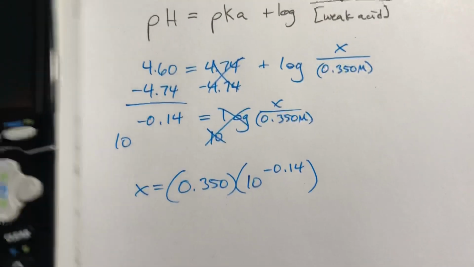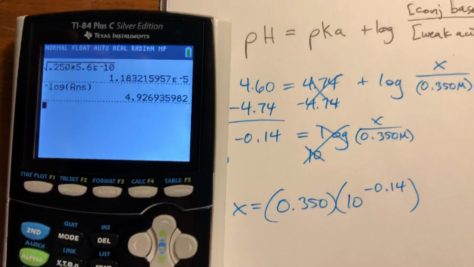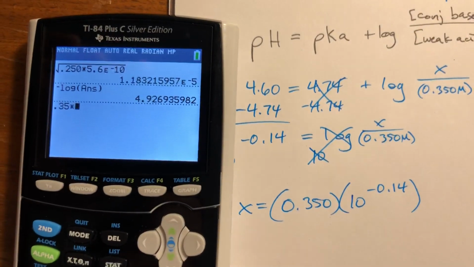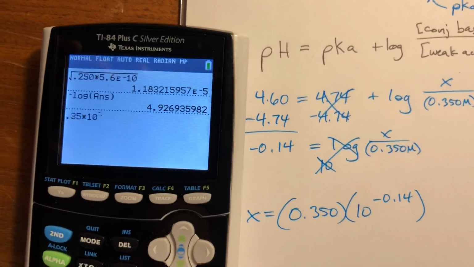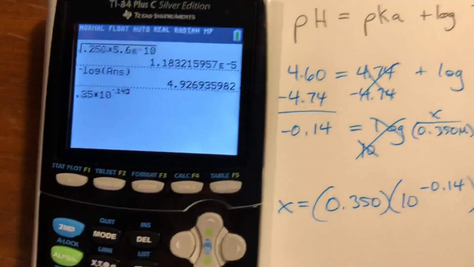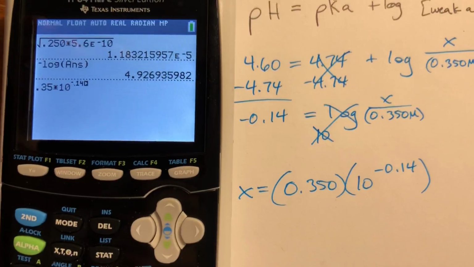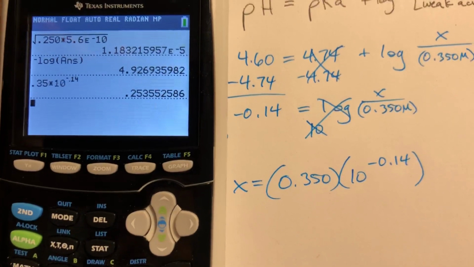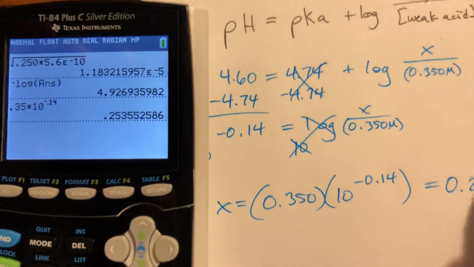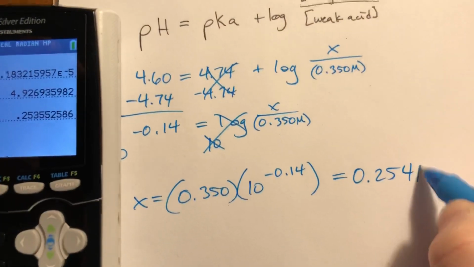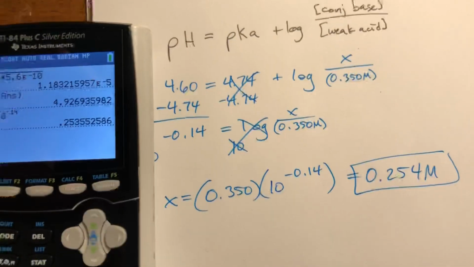Plug that in the calculator. 0.35 times 10 raised to negative 0.14. It equals, and I get 0.254. And that's literally the entire problem.